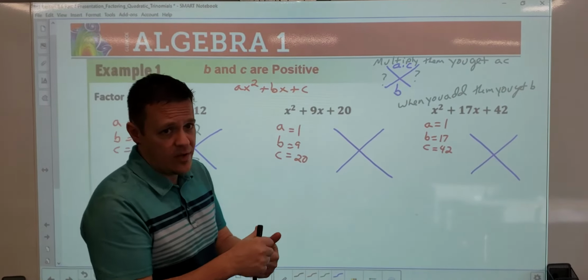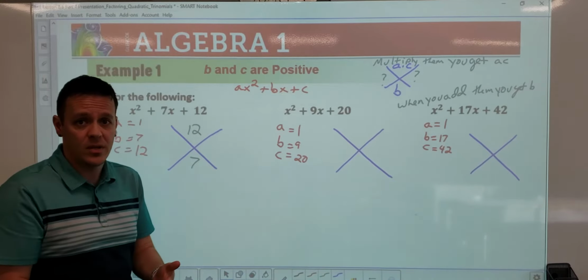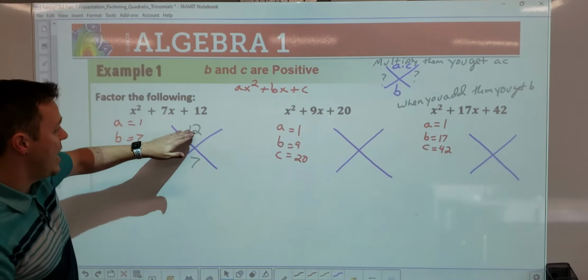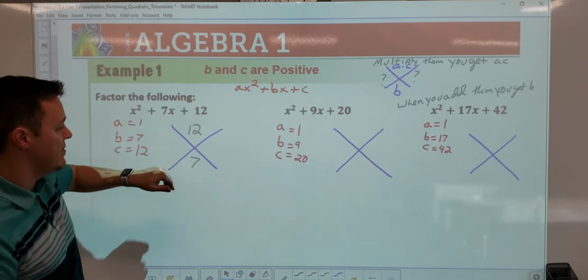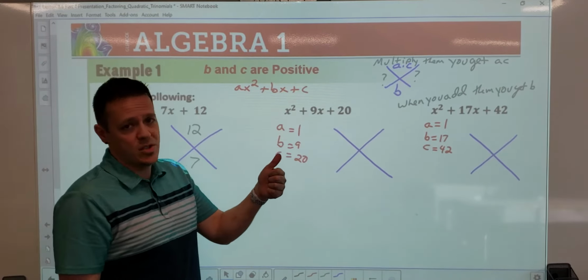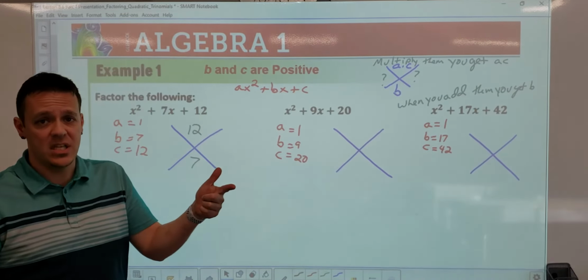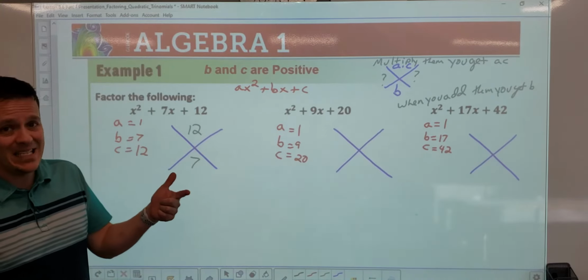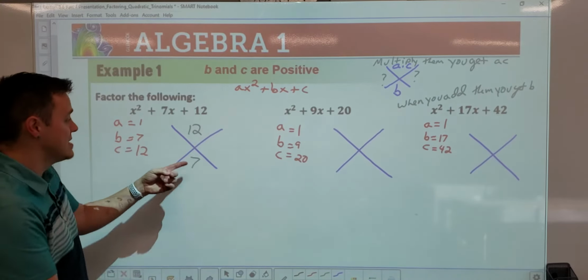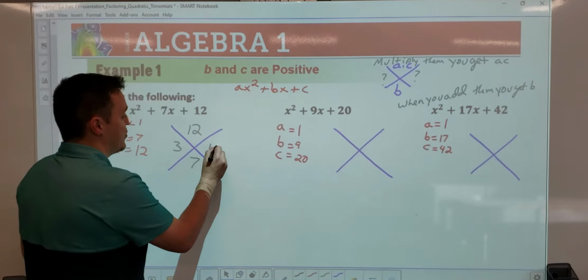We have 1 and 12, 2 and 6, and 3 and 4. Okay, those are the 3. And when you add them together, they make 7. So if you guys were to go backwards, 1 and 12, 1 plus 12 is 13. 2 and 6 is 8. 3 and 4, 3 plus 4 is 7. So my values here are 3 and 4.